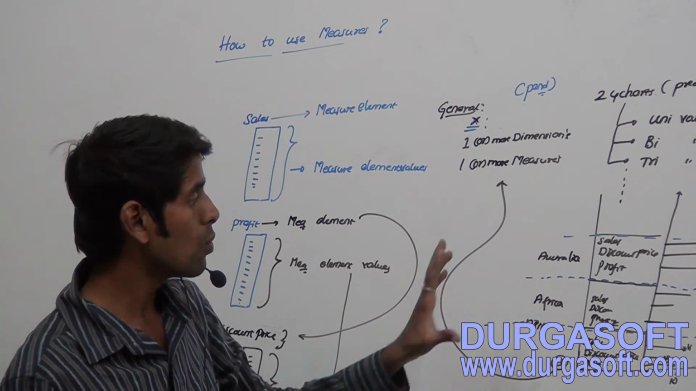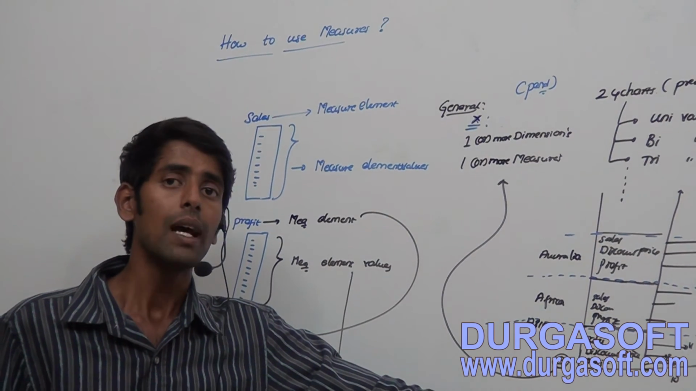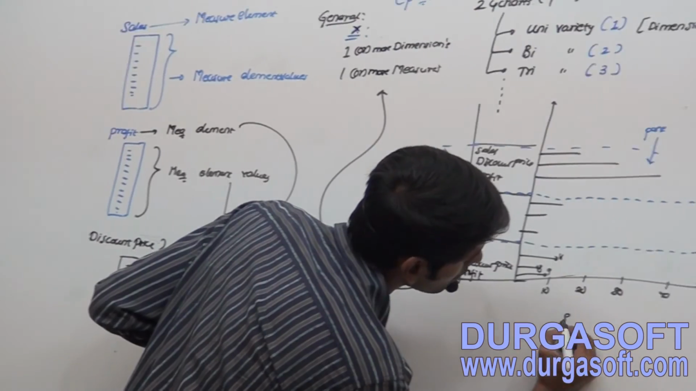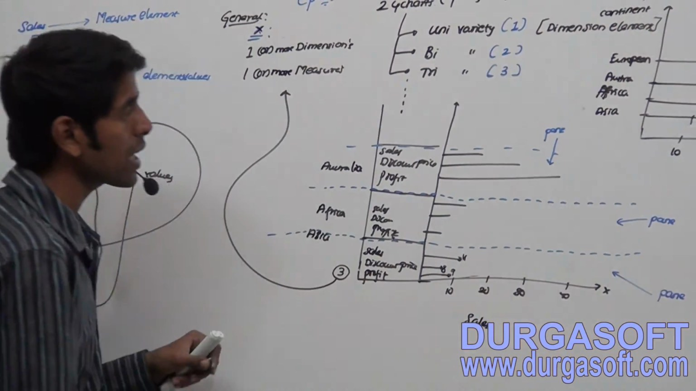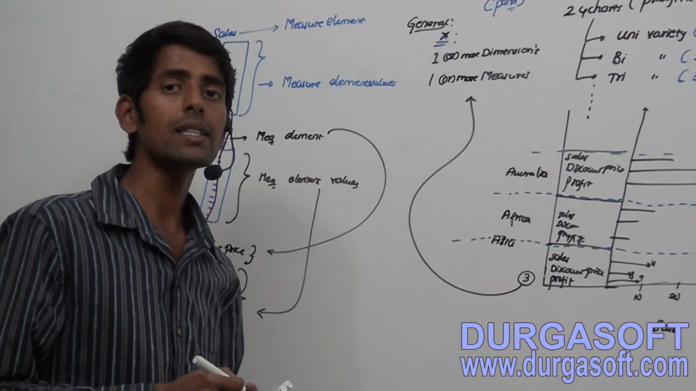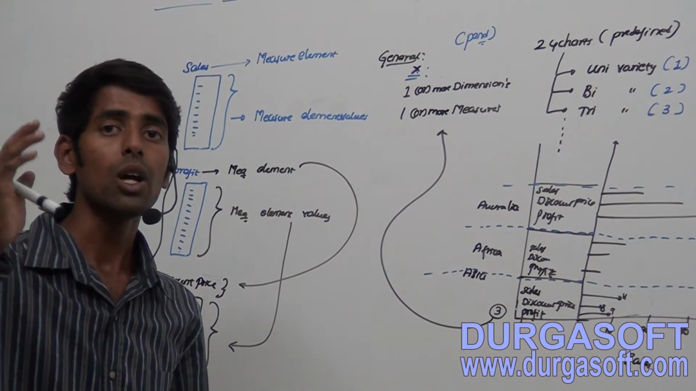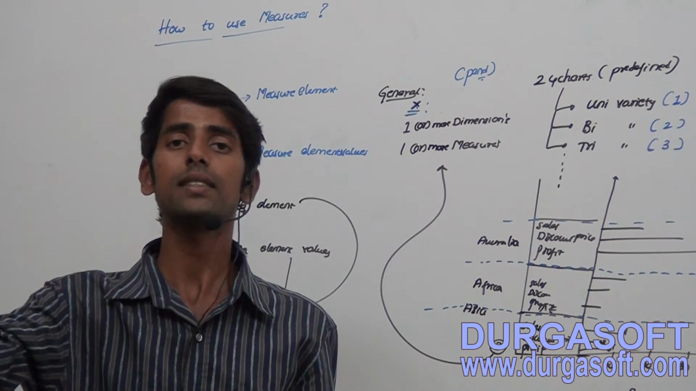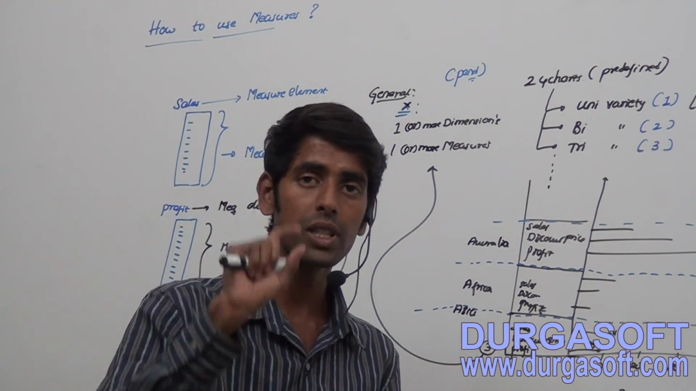At the workspace, if you are having only one measure, it is called what? It is called univariety. In case you have taken 2 measures, that is called bivariety. If you are taking 3 measures, it is called trivariety. If you are taking 4 measures, still it is called trivariety. Try to put this in your brain.